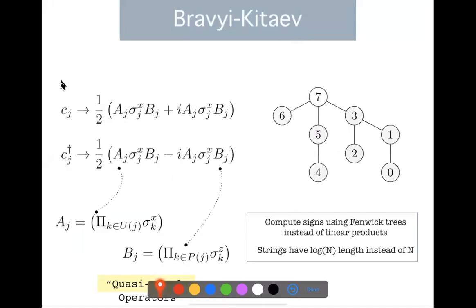The main advantage of this other mapping by Bravyi and Kitaev is that the interactions you derive in the spin Hamiltonian are quasi-local, not exactly local, but quasi-local. They only involve at most log of n number of spins. So this is something that can also be used in practical classical simulations in our application.